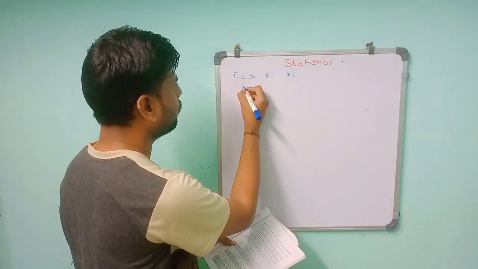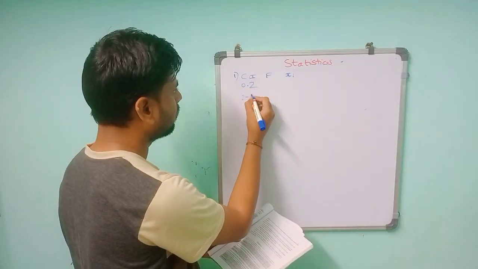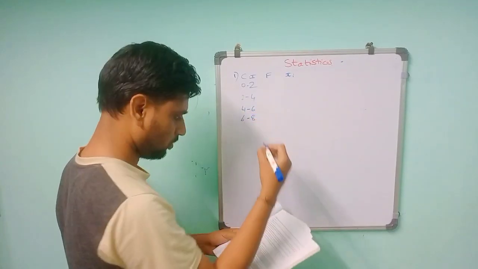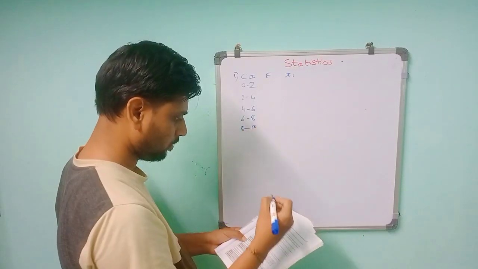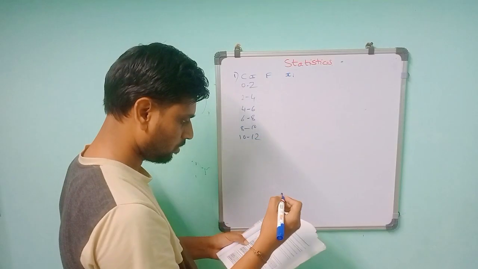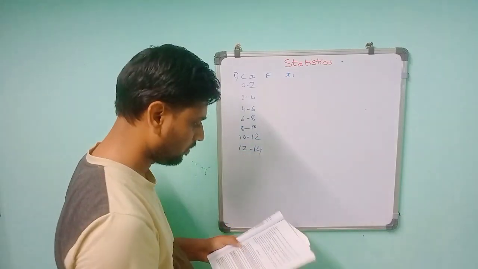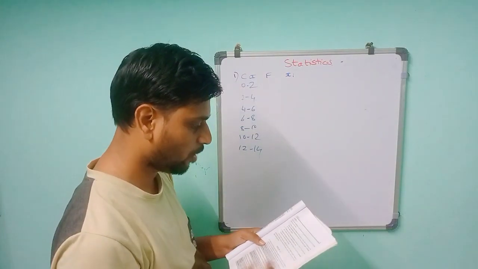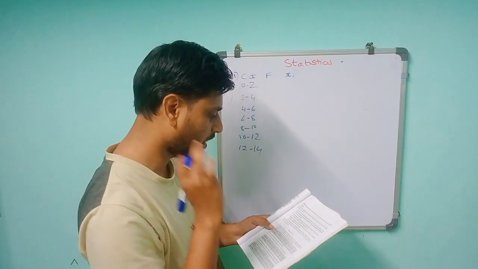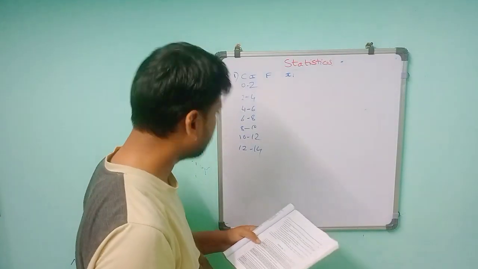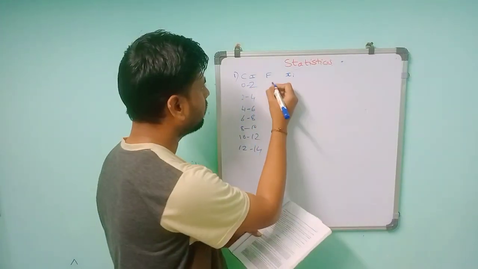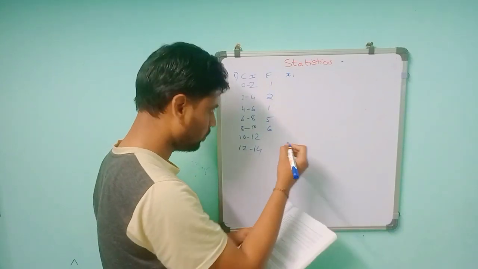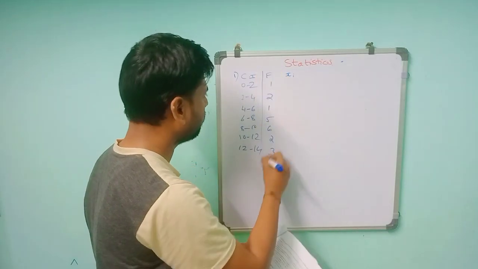The class intervals are 0 to 2, 2 to 4, 4 to 6, 6 to 8, 8 to 10, 10 to 12, and 12 to 14. A group of students, as part of an environment program, collected the following data regarding the number of plants in 20 houses. So the total number of houses is 20. Find the mean number of plants per house. The frequencies are 1, 2, 1, 5, 6, 2, 3.